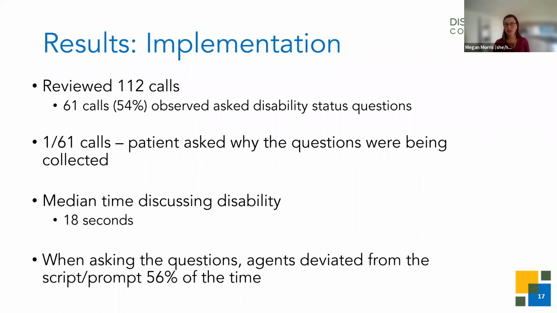And it's also important to note that we found similar rates of reported disability in the 2 phases. So we did feel comfortable at the end of the study recommending the screener question, followed by the full set of 6 disability categories if a patient answered the screener question affirmatively. We did find that when the patient line agents did ask the questions, they deviated from the script or prompt over half of the time.